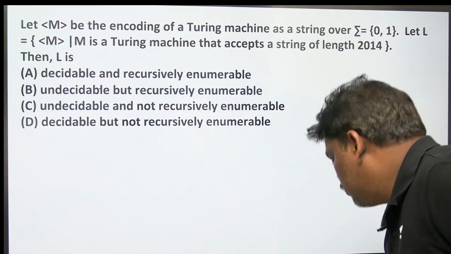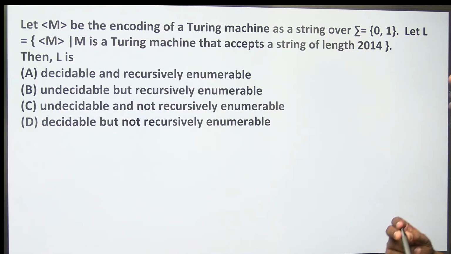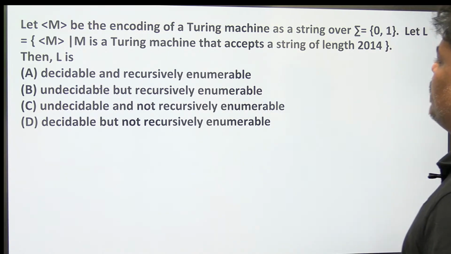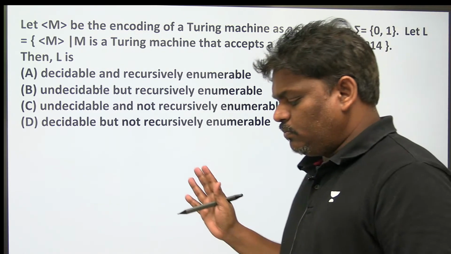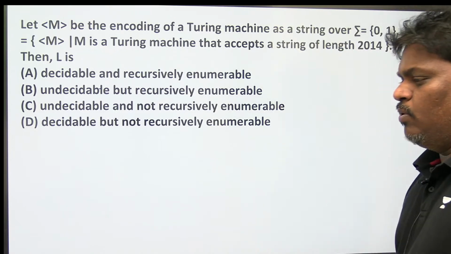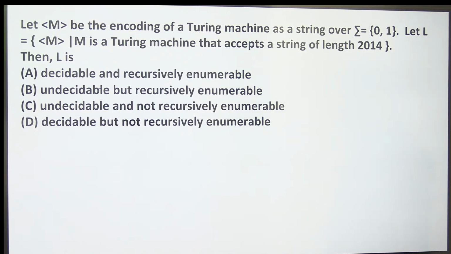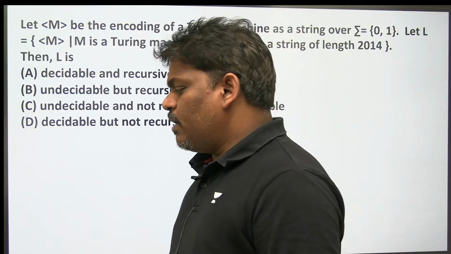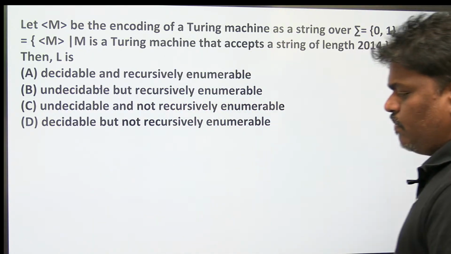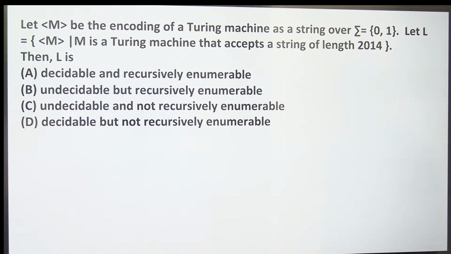Yes, today's class, first problem. Can you see this problem? Let M be the encoding of a Turing machine as a string over sigma is equal to 0, 1. Let M be a Turing machine that accepts a string of length 2014, then L is, right? What is the answer? Yesterday we tried, but because of some unavoidable reasons I was unable to continue. Can you see this now?